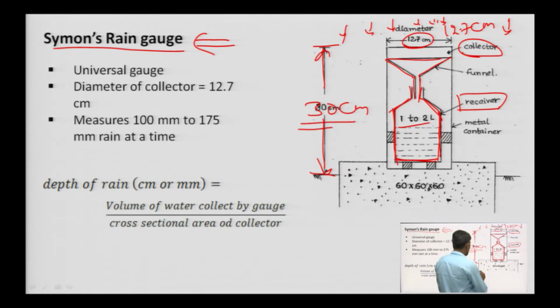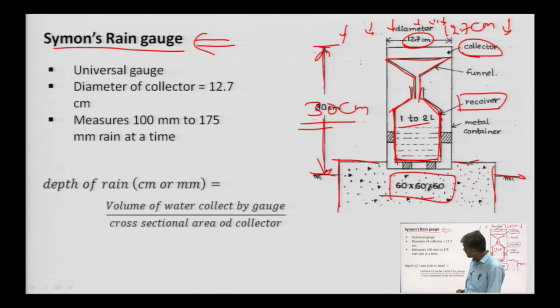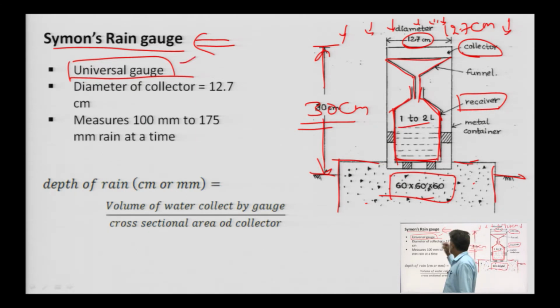It is mounted on a concrete block of this dimension. This is the rain gauge given by Symons, and it is very common. That's why it is a universal gauge. The procedure to record is very simple. The diameter of the collector, I told you, is 12.7 centimeter. That has to be remembered, because it is a part of two types of questions.